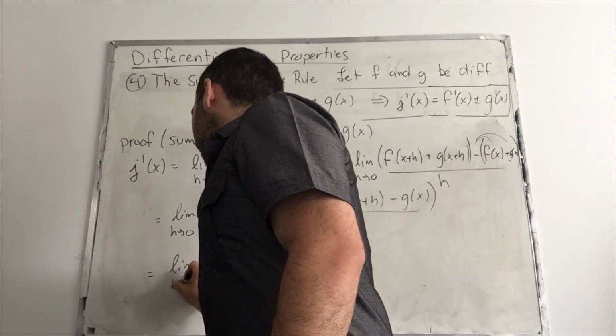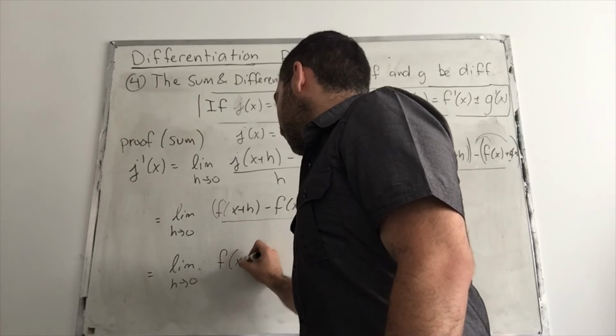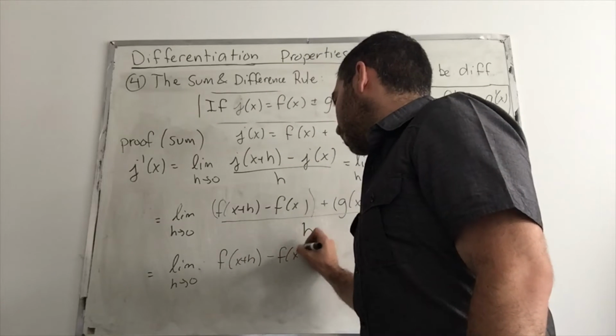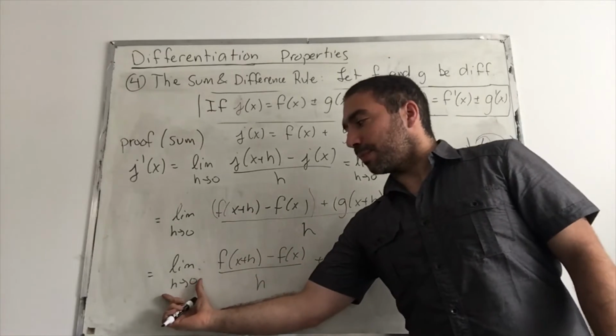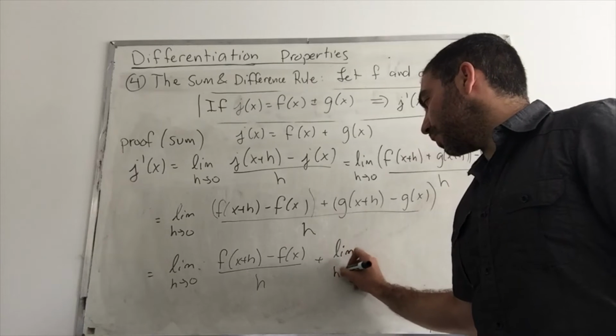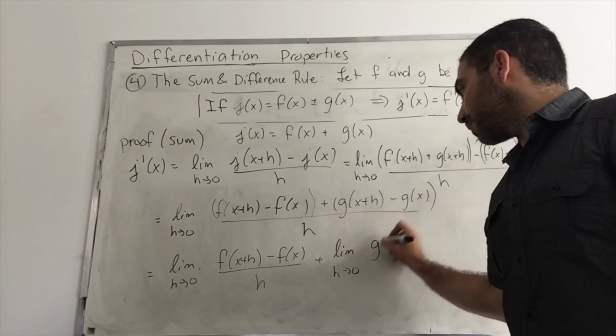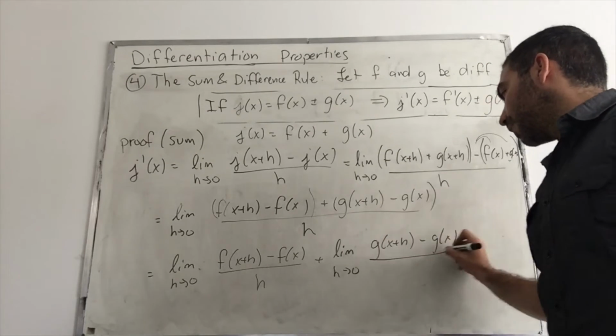So we have the limit as h tends to 0 of f of x plus h minus f of x, all this divided by h, plus, and I'm also going to at the same time take the limit of both terms individually, just because I'm running out of room, so limit as h tends to 0 of g of x plus h minus g of x, all this over h.